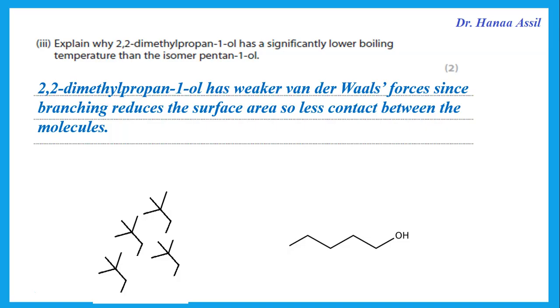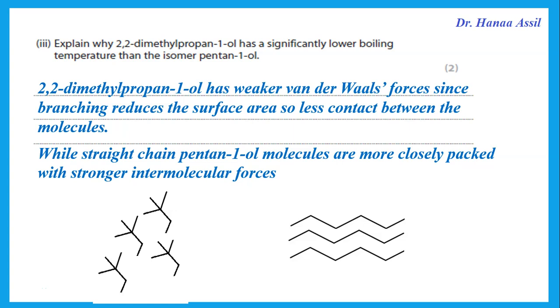Because it has weaker van der Waals forces, since branching reduces the surface area, so there is less contact between the molecules. So the molecules cannot be packed together very closely. But if it is a straight chain, then the molecules are more closely packed, stronger intermolecular forces, more energy needed to separate the molecules.